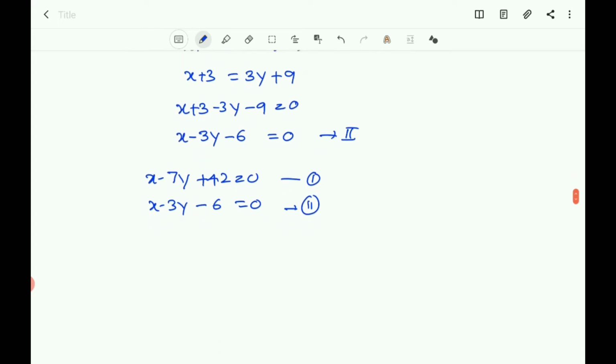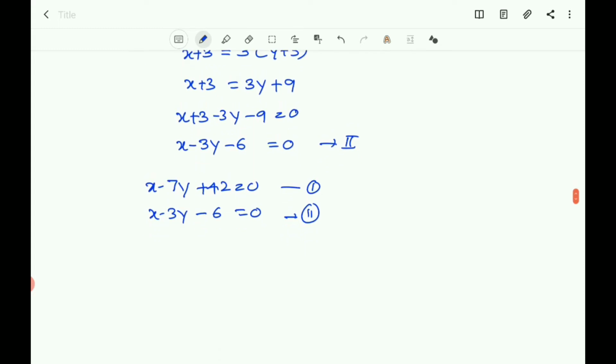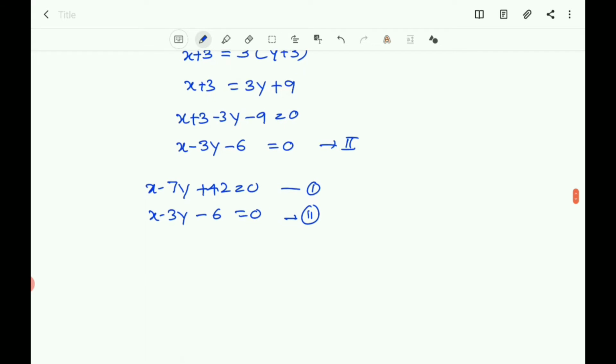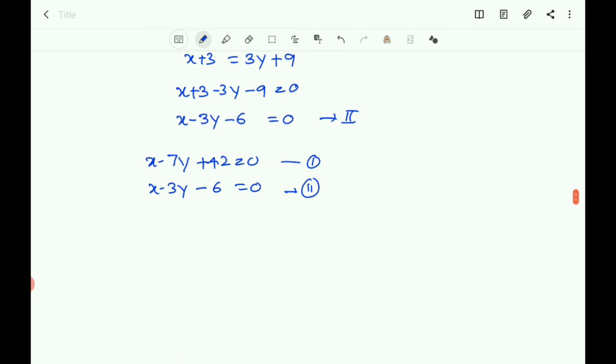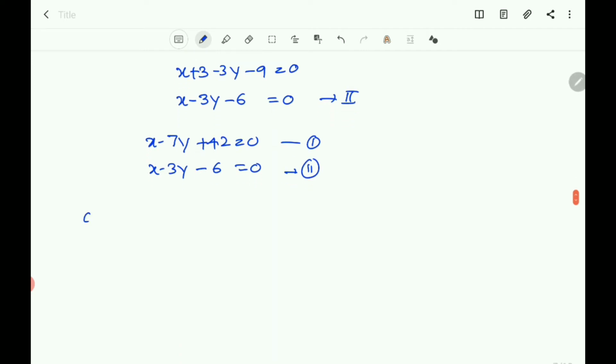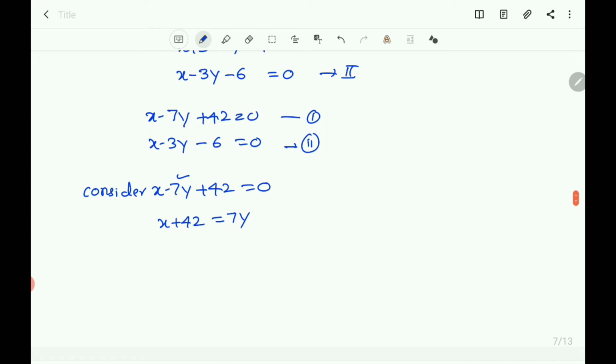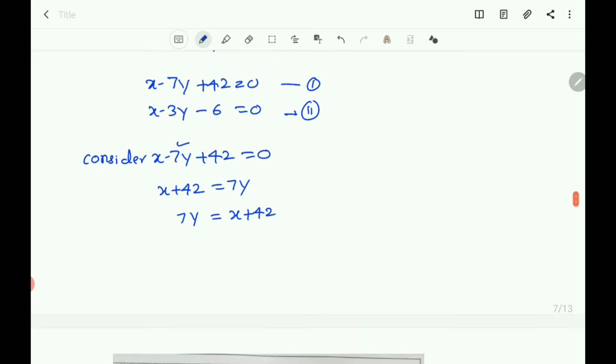So to represent these two equations graphically, you convert this into x equals or y equals. So you consider the first equation: x minus 7y plus 42 equals 0. Here minus 7y is there, so you write x plus 42 equals 7y. Here you must have the 7 positive. Then it becomes 7y equals x plus 42. Then y equals x plus 42 whole divided by 7.